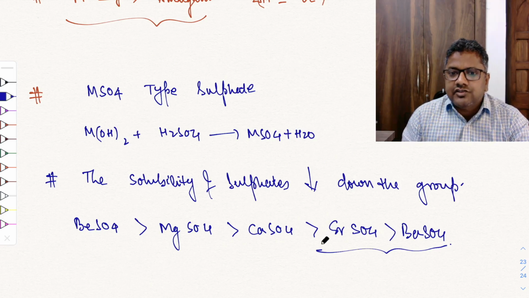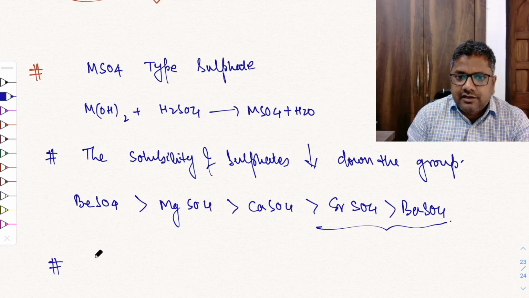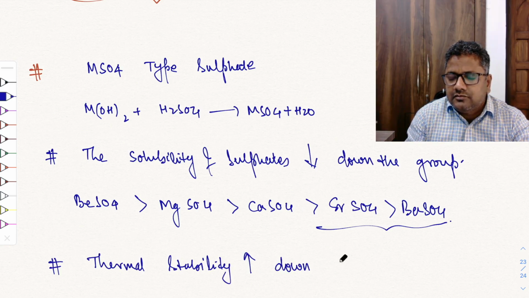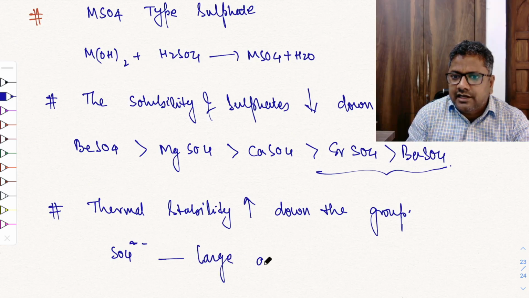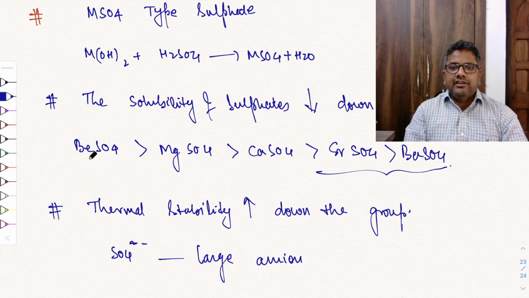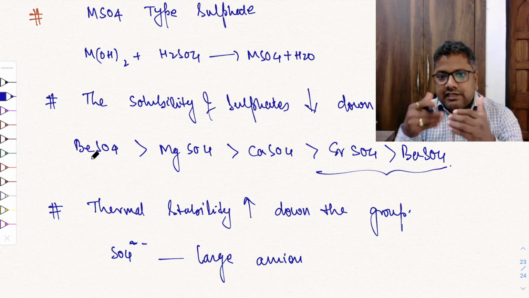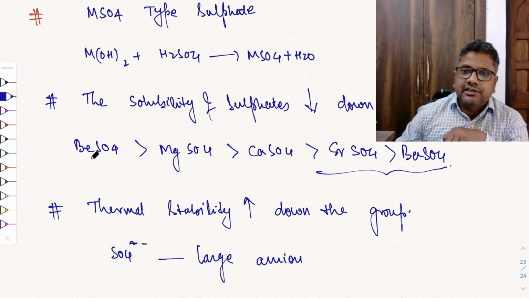And the thermal stability increases down the group, right? So thermal stability increases down the group. As all of you know, this sulfate ion is basically a large anion. And when you are moving from beryllium to barium, size increases. So if size increases and sulfate is already large, lattice energy will increase. This is the reason why the thermal stability increases down the group, right?